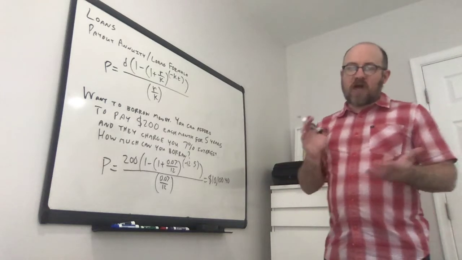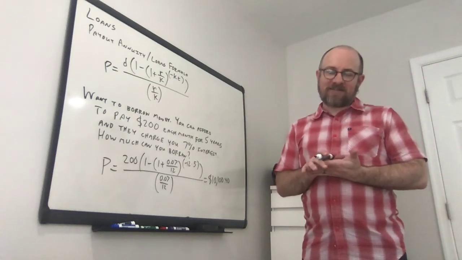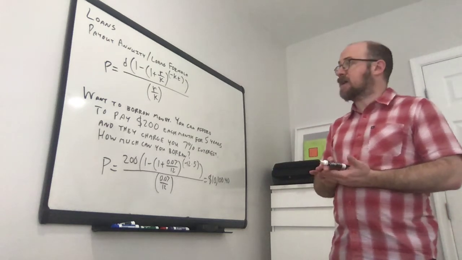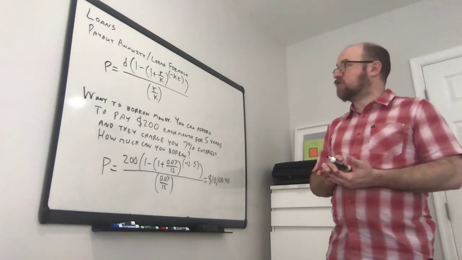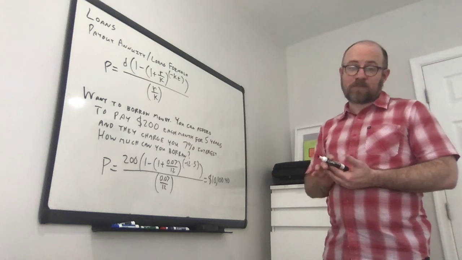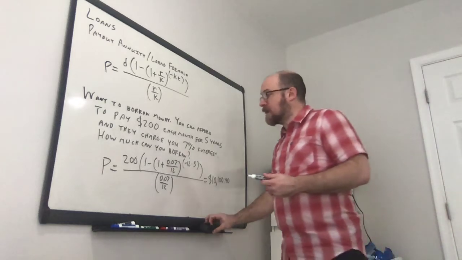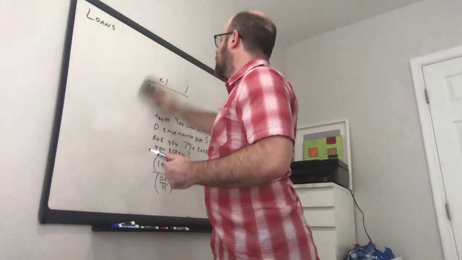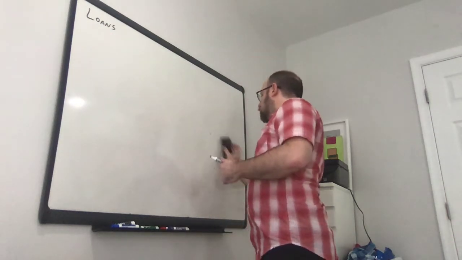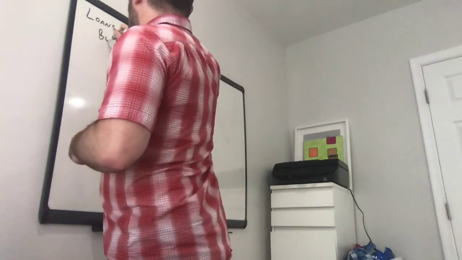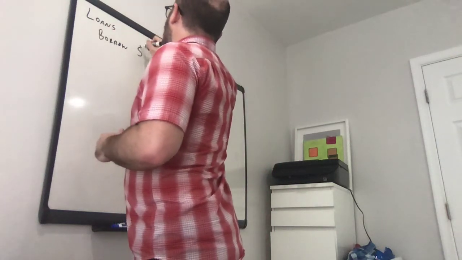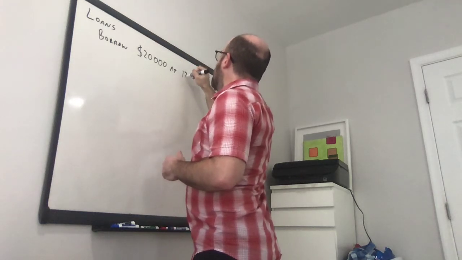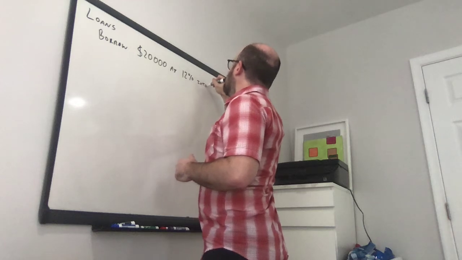Okay? The other thing that can come up with this, and this is the example I want to work through that's considerably more complicated, is how to use this formula if we're solving for the amount of time. Okay? So let's say, and I'm going to erase the formula, but of course you've got it in your notes by now. So let's say that you borrow $20,000 at 12% interest rate.